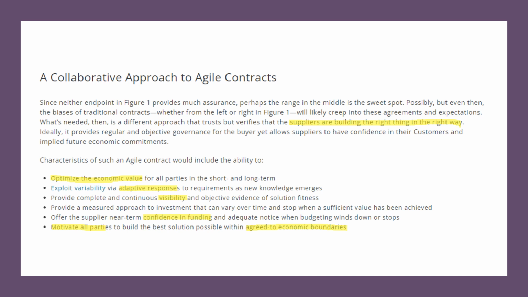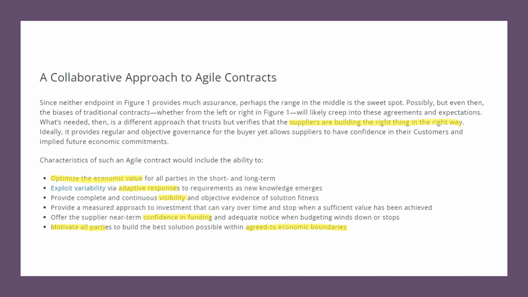Characteristics of such an agile contract would include the ability to optimize the economic value for all the parties in the short and long term. The ability to exploit variability via adaptive responses to requirements as new knowledge emerges. To provide complete and continuous visibility and objective evidence of solution fitness. Provide a measured approach to investment that can vary over time and stop when sufficient value has been achieved.